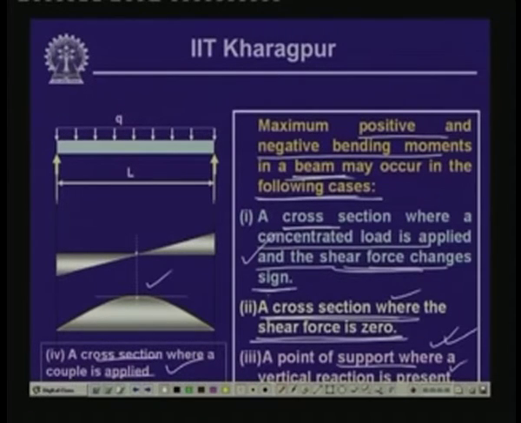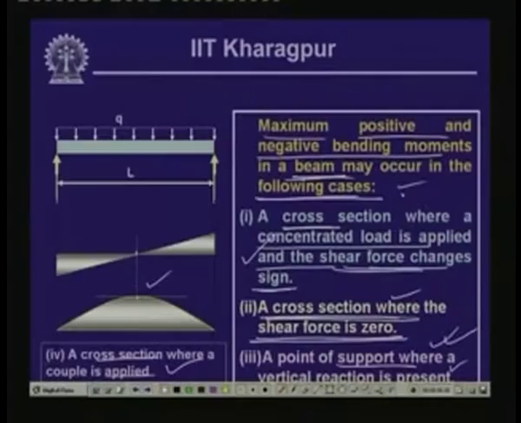So, these are the situations where you can expect the value of the bending moment could be maximum. This could be positive maximum or a negative maximum. That means, when we talk about the magnitude of that bending moment, it could be on the negative side as well as on the positive side.